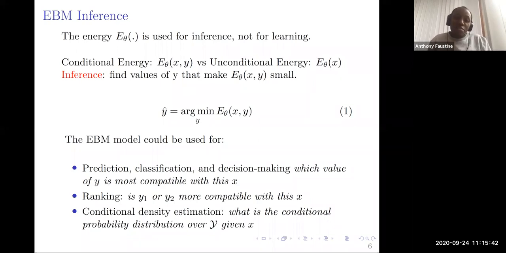So with this inference, the energy-based model could be used for different tasks, like prediction, classification, or decision-making, in which the focus is finding the value of Y which is most compatible with X. Given the energy function, which encodes the relationship between X and Y, you only need to find which value of Y is compatible, meaning it has minimum energy, and then you can use this for prediction, classification, or decision-making. But this also allows you to do ranking. For example, if you have two values Y1 and Y2, you can compare which has minimum energy, and then rank them. But you can also do this for density estimation. This could be estimating the density of a single variable or doing conditional density estimation.